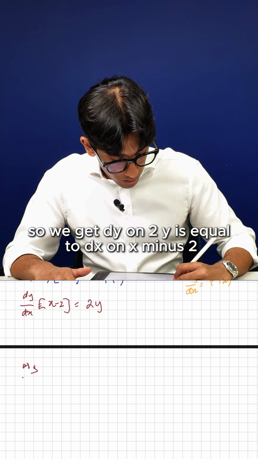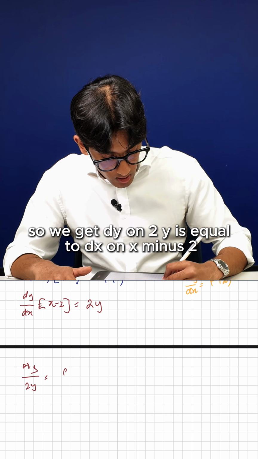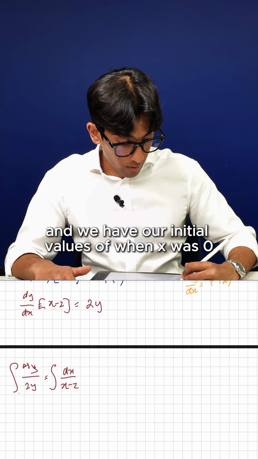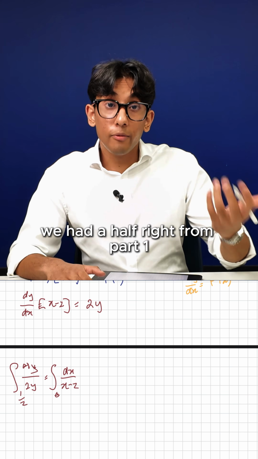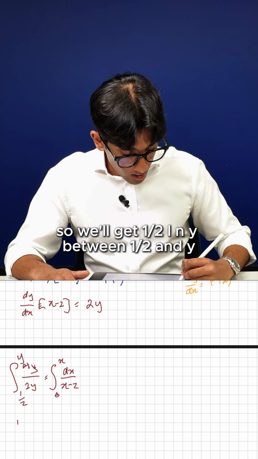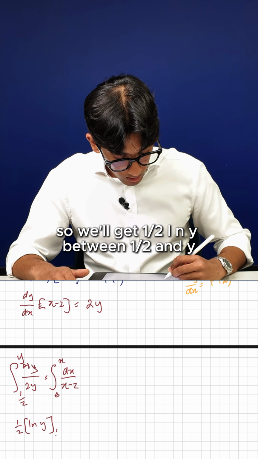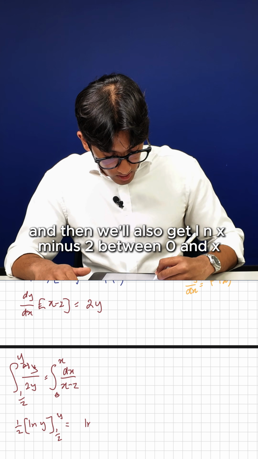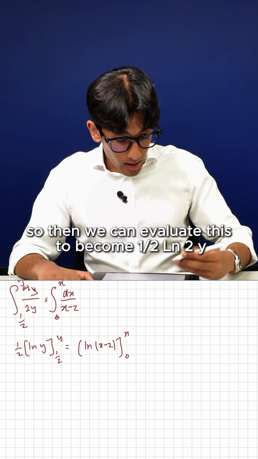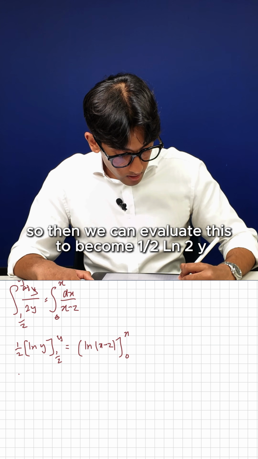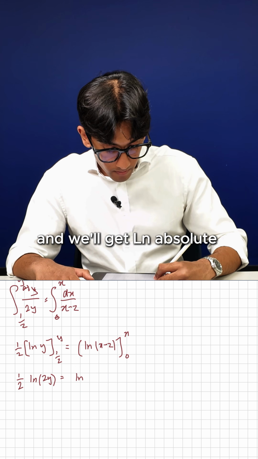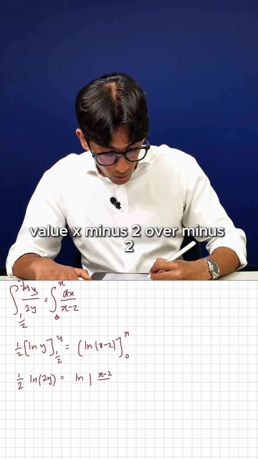So we get dy on 2y is equal to dx on x minus 2. And we integrate this, and we have our initial values of when x was 0, we had a half, right, from part 1. And we had x and y as our upper bounds. So we'll get a half ln y between a half and y. And then we'll also get ln of x minus 2 between 0 and x. So then we can evaluate this to become a half ln 2y when we put in our bounds, and we'll get ln absolute value of x minus 2, over minus 2.